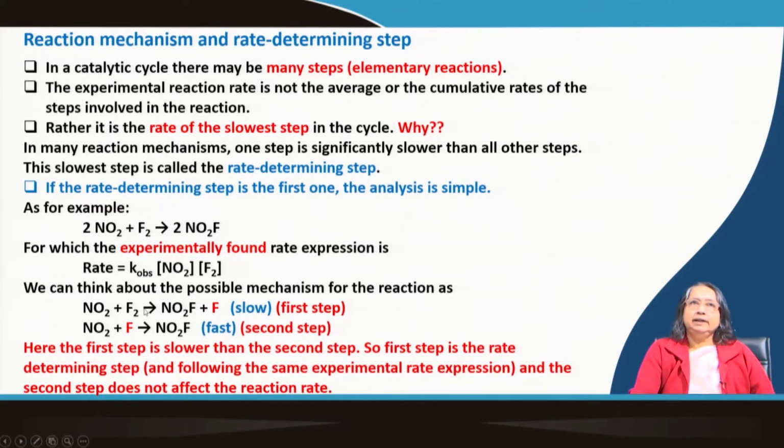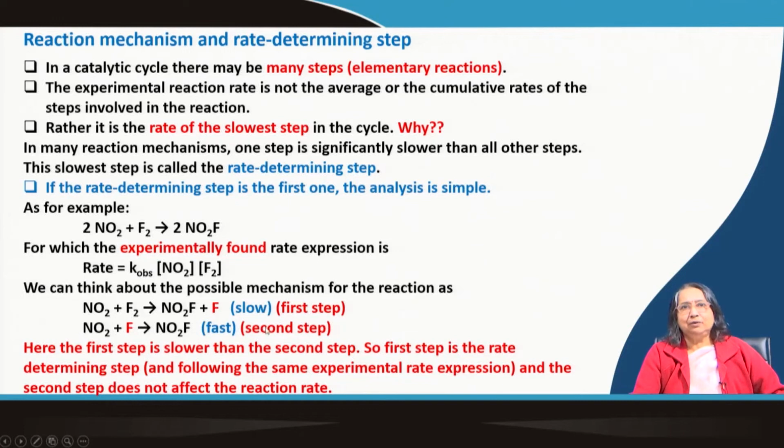So, we can think about a possible mechanism for the reaction as NO2 plus F2 giving NO2F plus F. This is a slow process. This is the first step and this is the slow step. Here it is written that if the rate determining step is the first one, the analysis is simple. So, here the first one is the slow step, so the analysis is simple, and in the second step, F is the intermediate, so it should be consumed. So, another molecule of NO2 reacts with F to form NO2F. Now, the overall reaction: 2 NO2, here 2 NO2, F2, it is F2 and 2 NO2F, it is matching and F is cancelling out.